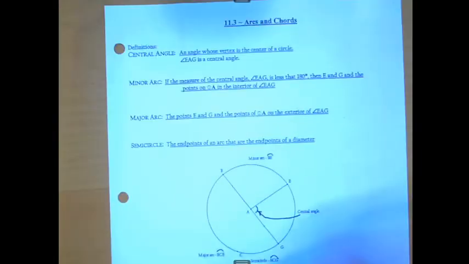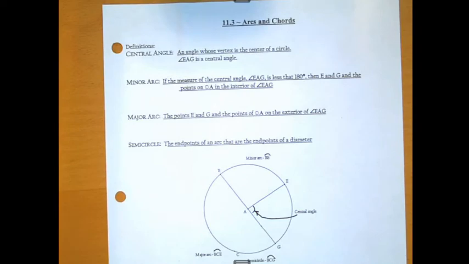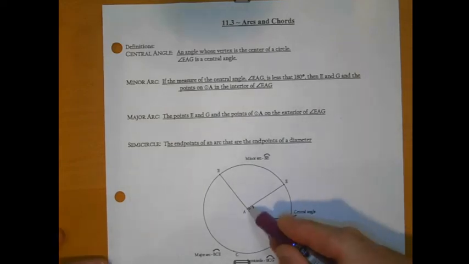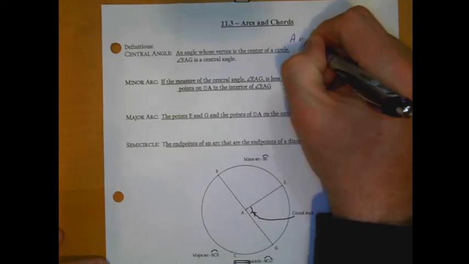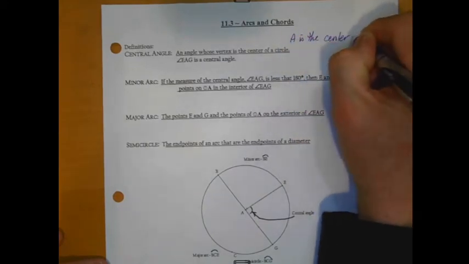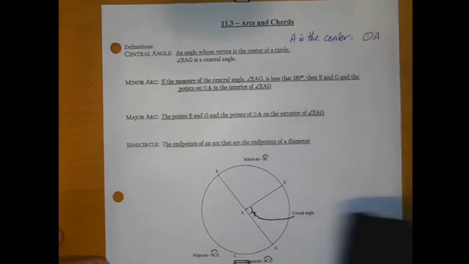All right, so these are other definitions that we need. We're just going to go over these and then I'll go more in depth with them a little bit later. So arcs and chords. A central angle is an angle whose vertex is the center of the circle. So EAG is my central angle. A is my center. We would name this circle A.